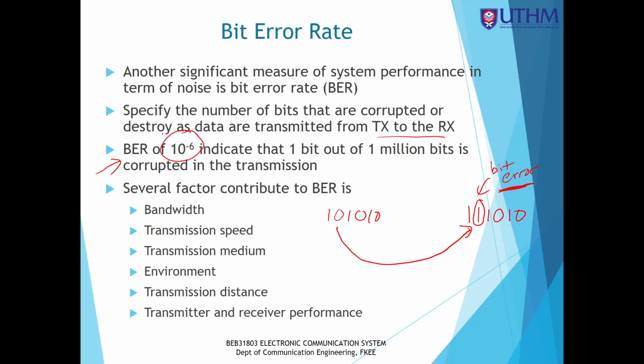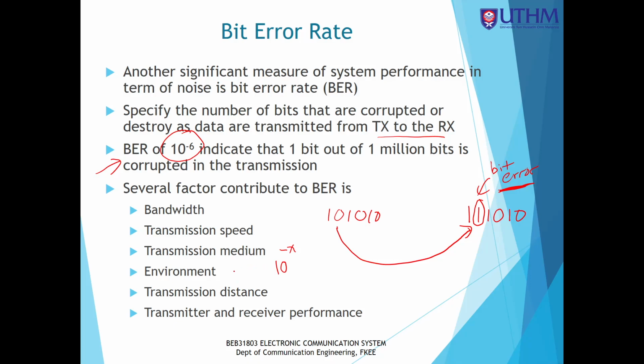This is how we write the bit error rate. Normally we write the bit error rate like this, 10. Macam mana kita tulis bit error rate? So normally we write the bit error rate using this kind of format, 10 power of minus x. Okay, so the x reflects how many bits have been corrupted.